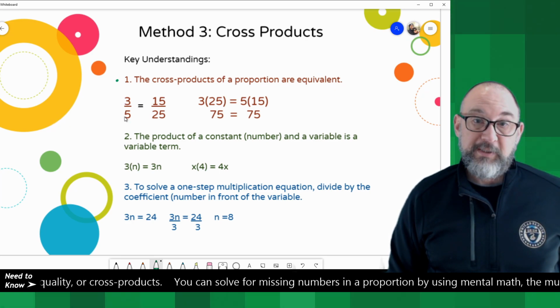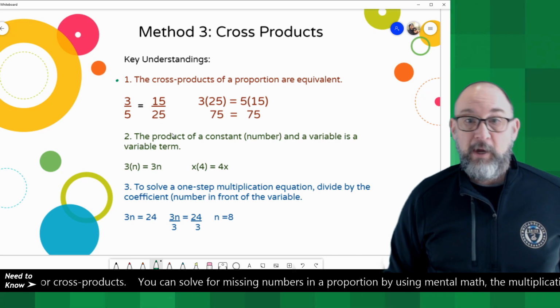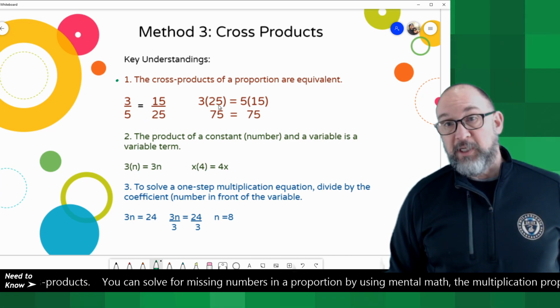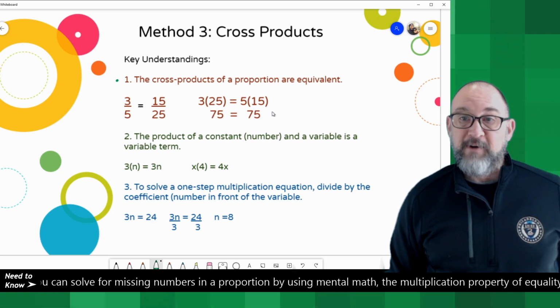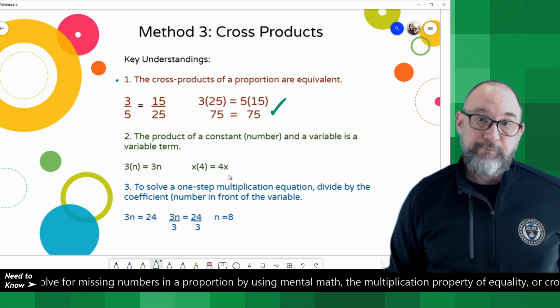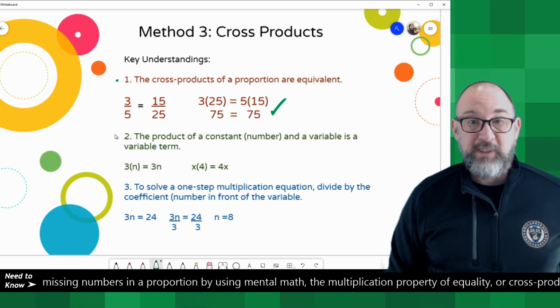For example, 3 is to 5 as 15 is to 25. If you multiply the cross products, 3 times 25, you get 75. And 5 times 15, you get 75. That is proportional.